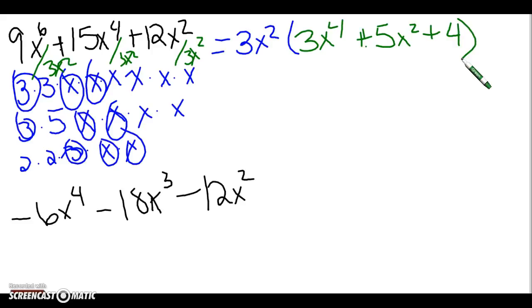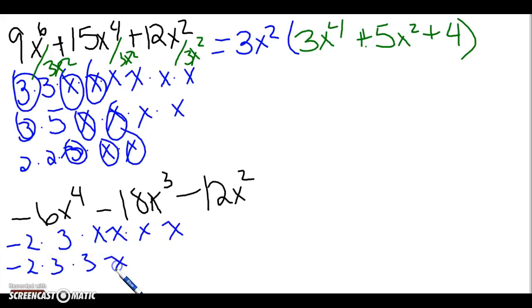Alright, the second one says I don't want to have negative coefficients. So I'm going to go ahead and pull out a negative this time. I normally don't pull out a negative, but this one they all have a negative. So let's factor. So we have negative 2 times 3 times x times x times x times x. Then we have negative 2 times 3 times 3 times x times x times x. And then negative 2 times 2 times 3 times x times x.